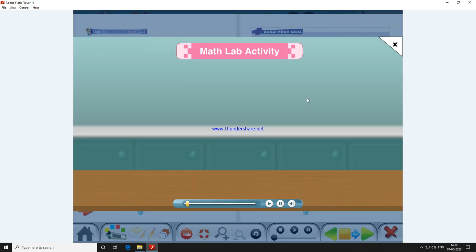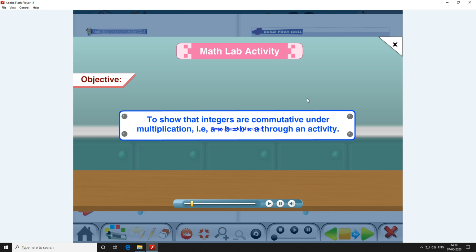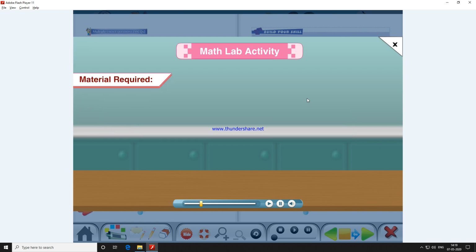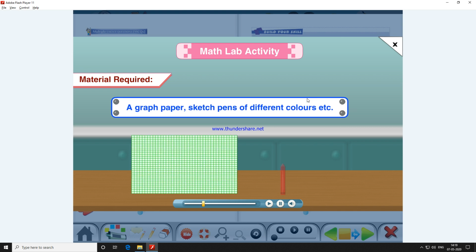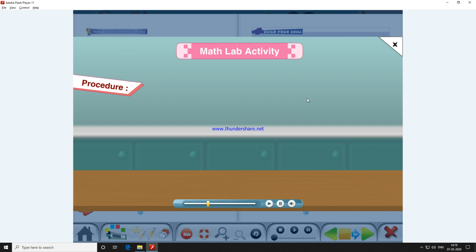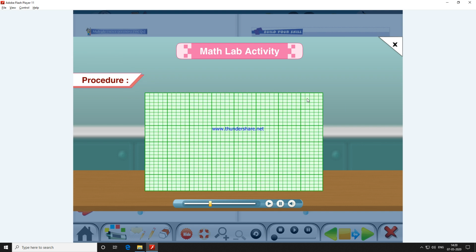Math lab activity. Objective: to show that integers are commutative under multiplication, that is, a into b equals b into a through an activity. Material required: a graph paper, sketch pens of different colors, etc. Procedure: let a equal 4 and b equal 3.